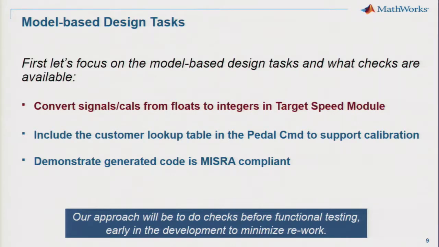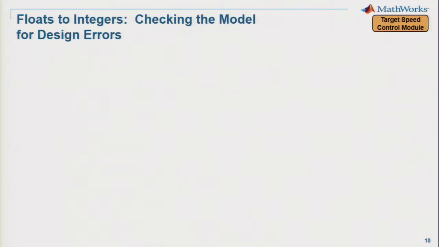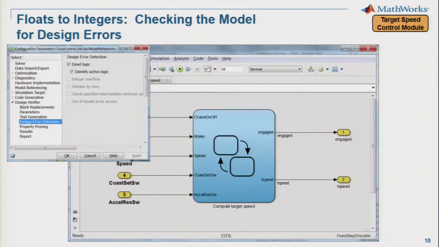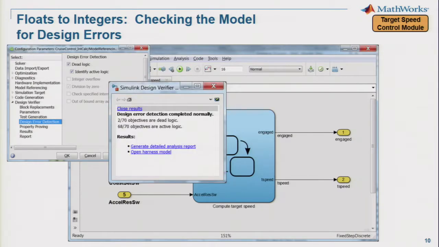Okay, so first look at this. And one thing we can do in our model is we can actually check for design errors. And so this is using Design Verifier, where it's going to check that we don't have, in this case, dead logic. So we can configure this to say, let's just look for dead logic based on now that we've gone from floats to integers. And then when we do this, it basically goes through the ranges and so on, and it looks to see if there's any logic in there that can only be true, only be false, but not true and false. So if it's dead, it can only be true or false, but not both.